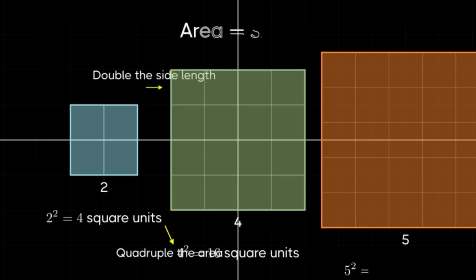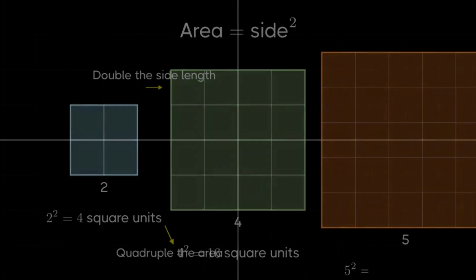This gives us the formula for the area of any square. Area equals side length squared. This works for any square, no matter how big or small it is. If you know the side length, just multiply it by itself to find the area.